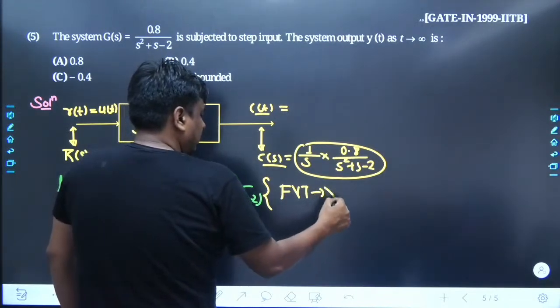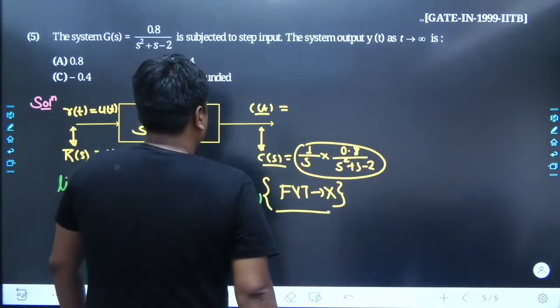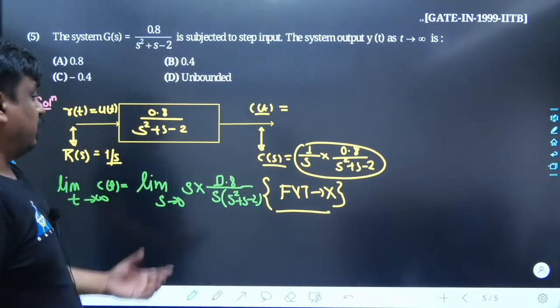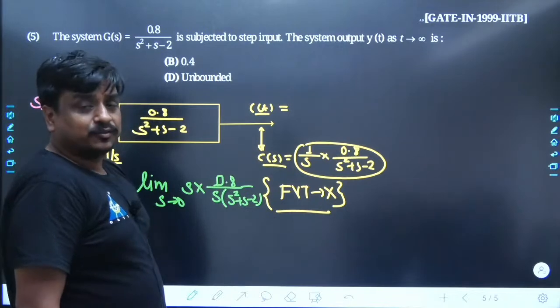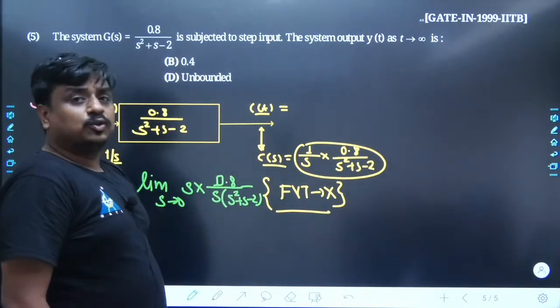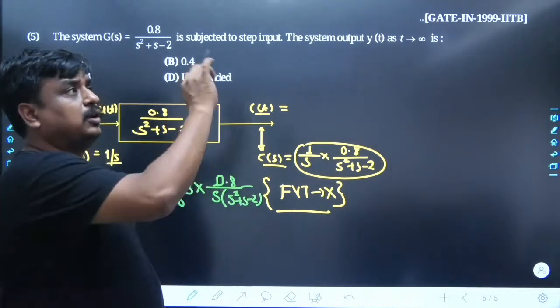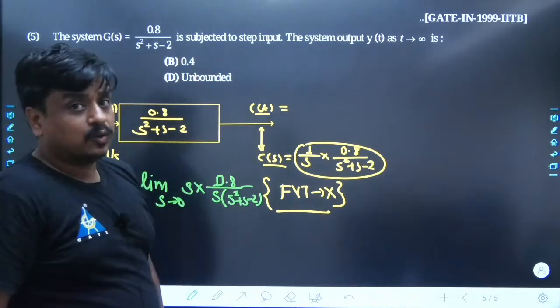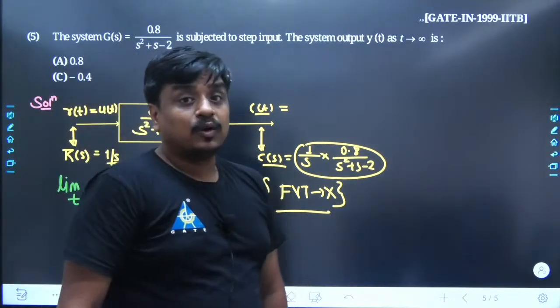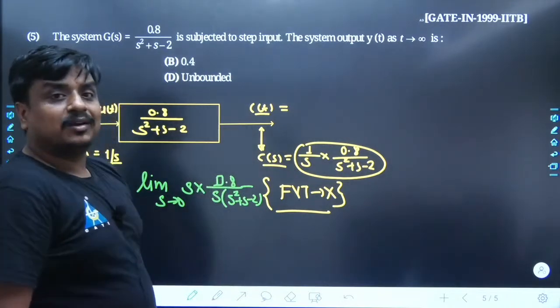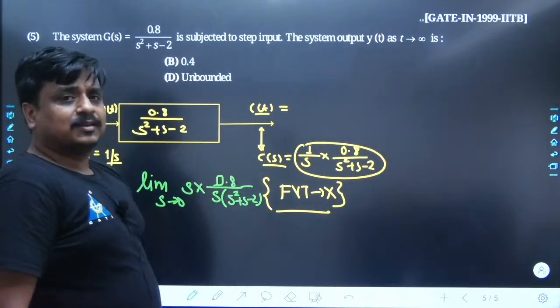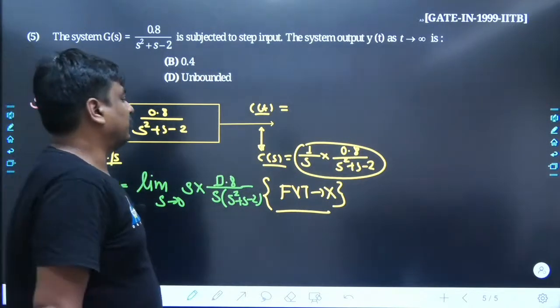No, nobody should use the final value theorem. The final value theorem is not applicable specifically for this Laplace function, because if you look at s square plus s minus 2, one pole has gone towards the right hand side. As one pole has gone towards the right hand side, the system would be an unstable system, or I can say the final value theorem is not applicable.